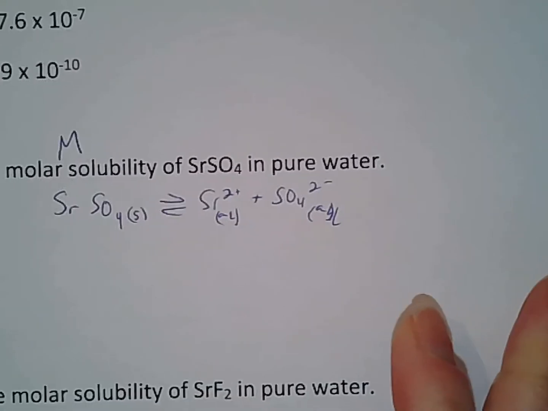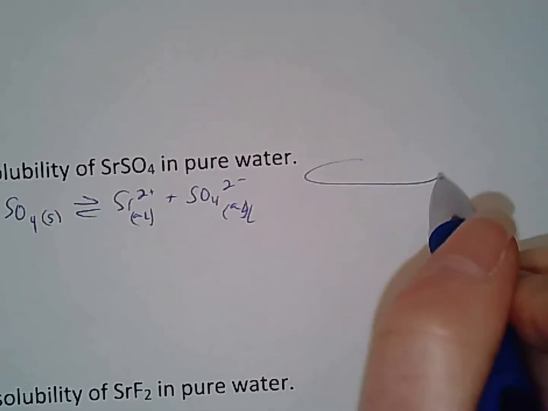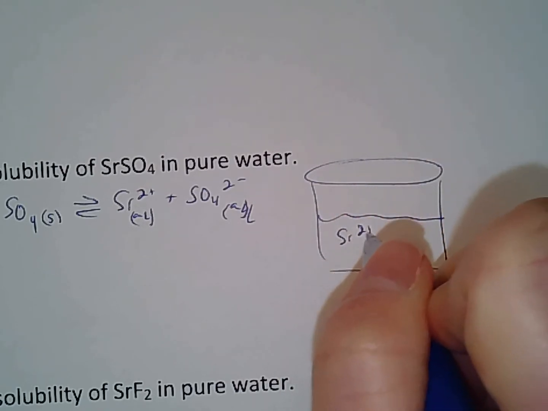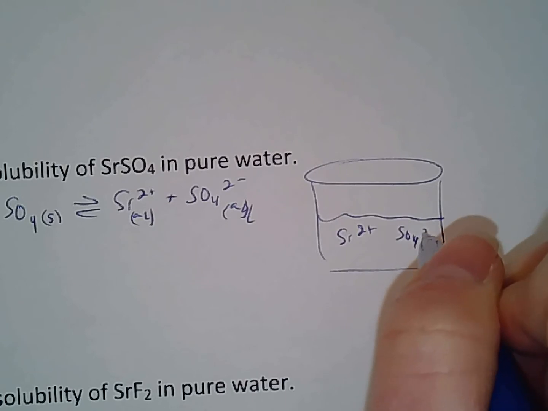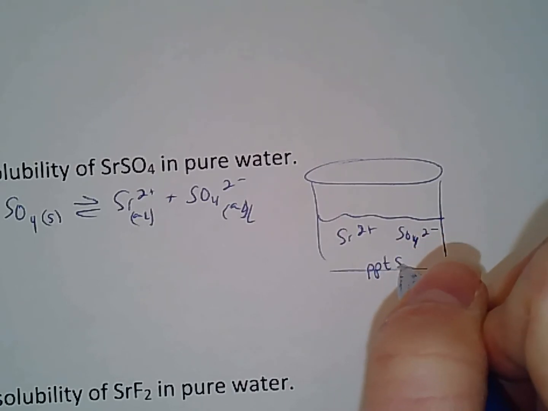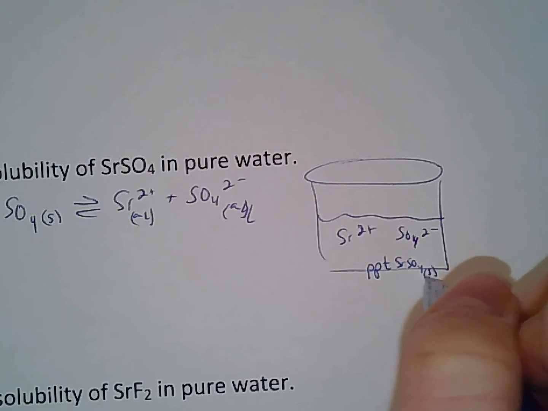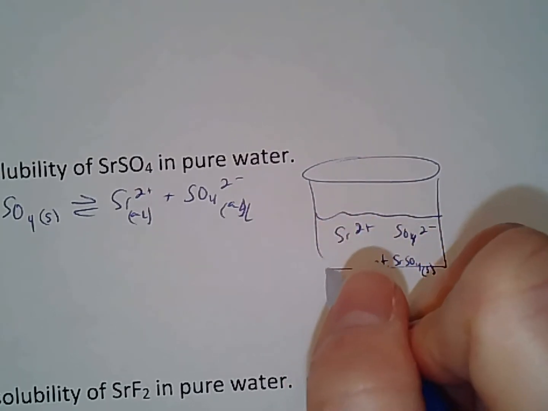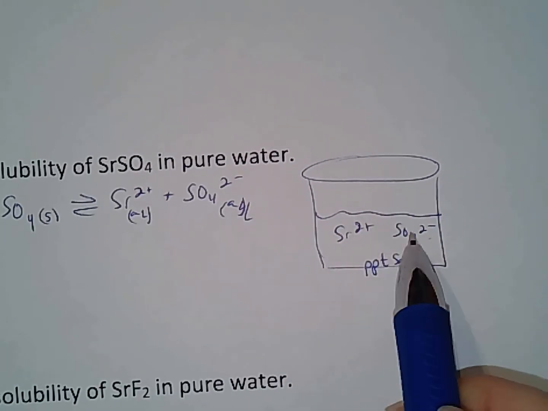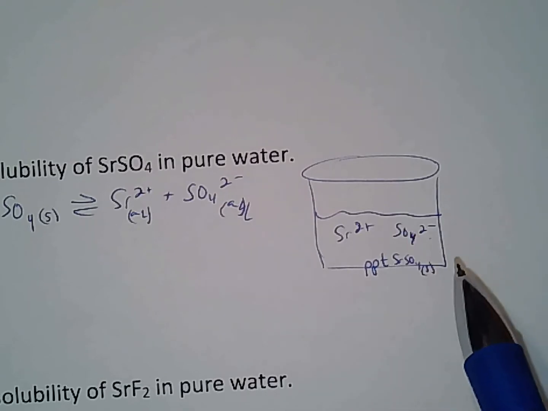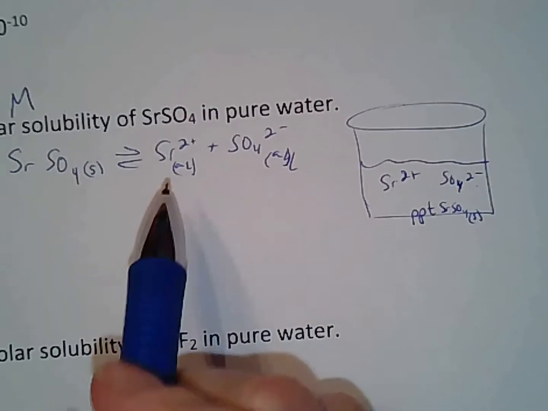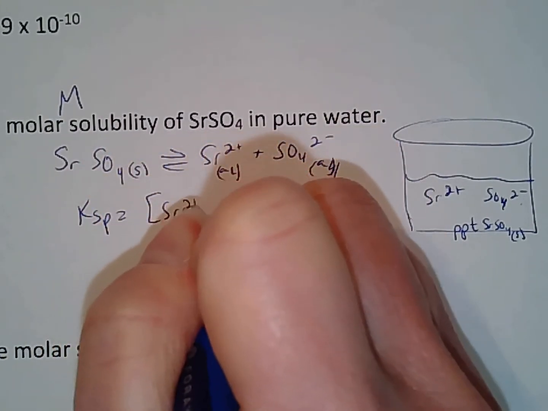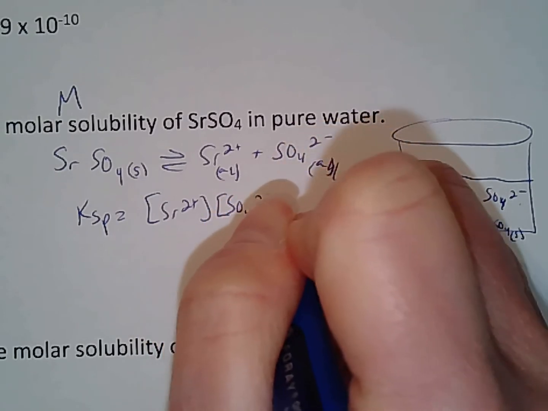Again, what we're looking at is if we had this in a beaker, I have some strontium and some sulfate floating above the precipitate that is made, so the strontium sulfate solid down here. Again, they will usually draw it on the bottom of the beaker or the container. And then what you have is a little bit of these ions floating around in the aqueous solution. So we want to know how much we have in there. Our KSP is, of course, going to be our concentration of strontium ion and our concentration of sulfate ion multiplied together.